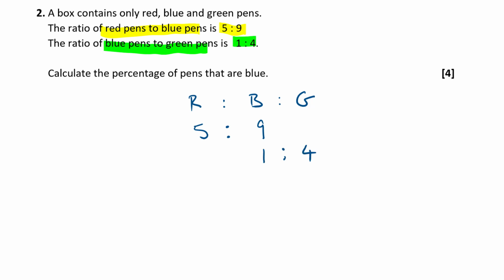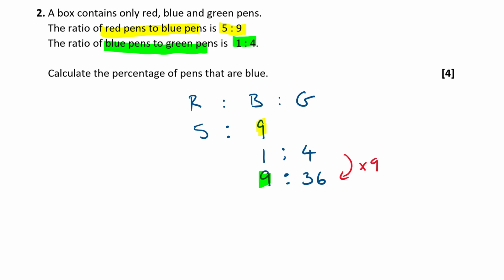Okay, so notice I've got two blue numbers. I've got a 9 and a 1. Now, if I can take this second ratio, 1 to 4, and scale it up so that 1 becomes a 9, then I can kind of combine the two together. So that's what I'm going to do. I'm going to take this second ratio here and multiply it up by a factor of 9. And that's going to give me a ratio of blue to green of 9 to 36. Okay? And you'll see now that that 9 there matches with that 9 there.